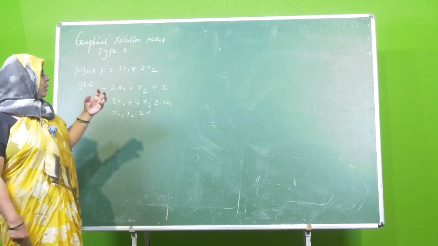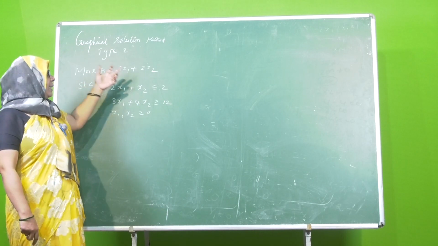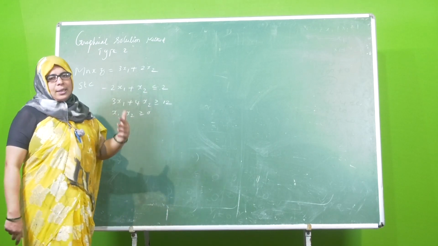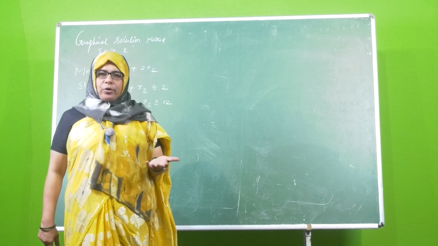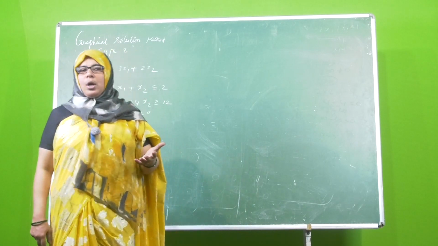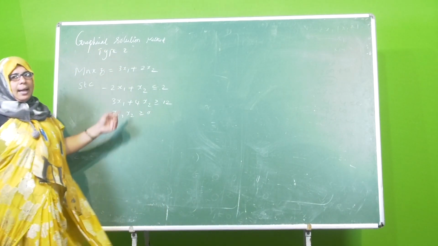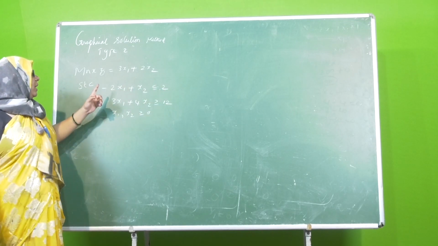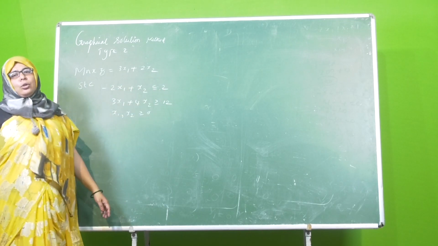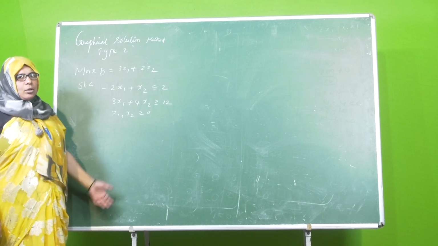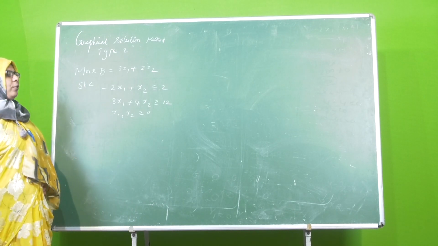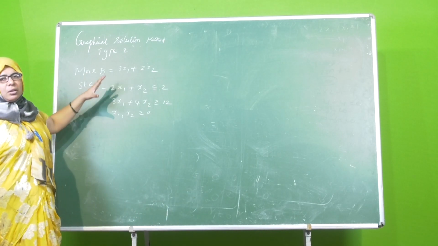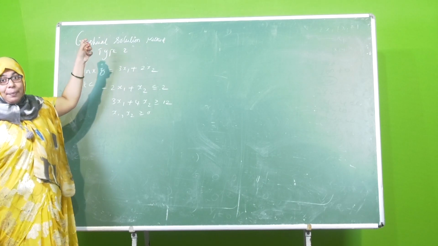In type 1, all the constraints are less than or equal to constraints. In this model, the constraints are less than or equal to, or greater than or equal to. So in this example, minus 2x1 plus x2 less than or equal to 2, and 3x1 plus 4x2 greater than or equal to 12. So one is the less than or equal to type and one is a greater than or equal to type. So this problem belongs to graphical solution method in type 2.